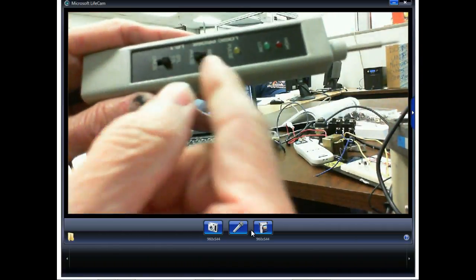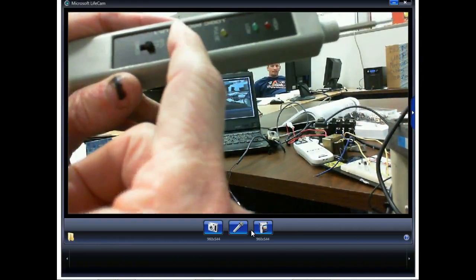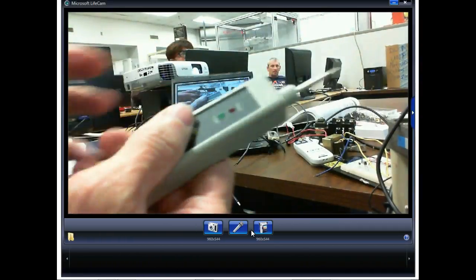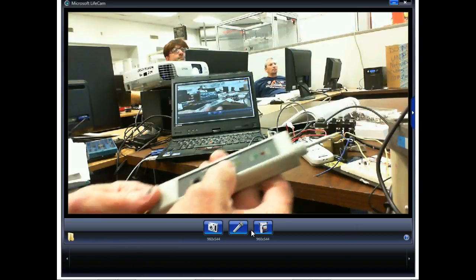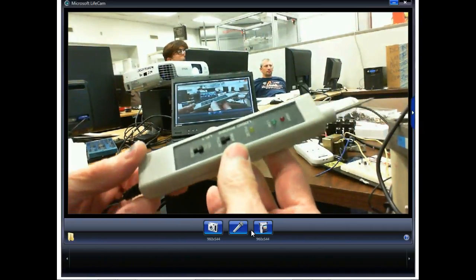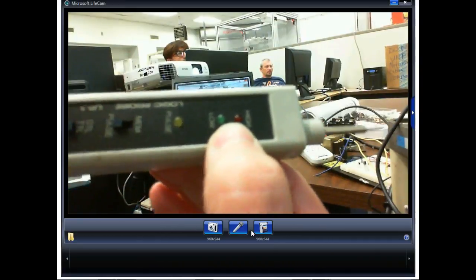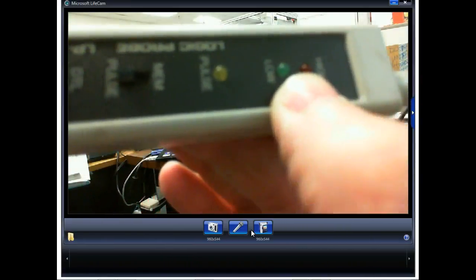And then normally these things have a switch on here called pulse and memory. So memory would be, you'd use that to capture a pulse that comes every once in a while. Normally we'll leave it on pulse. And then you've got two LEDs on here. One of them's called a what? High and low.